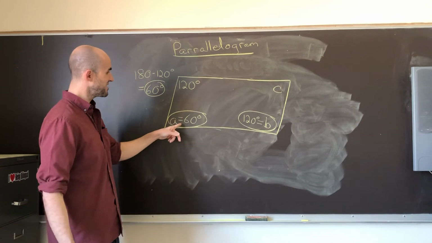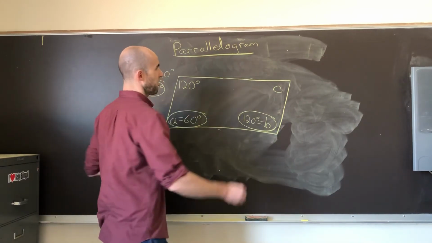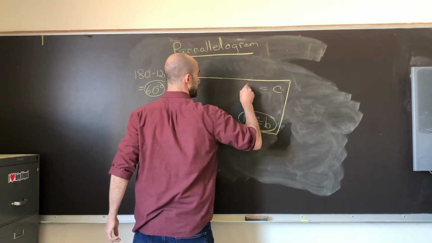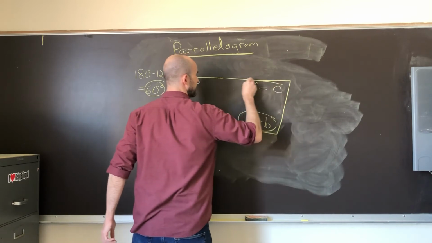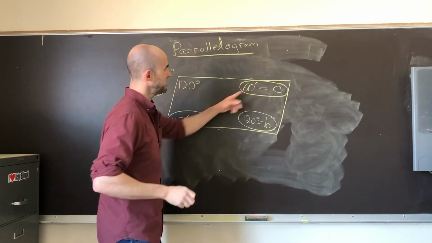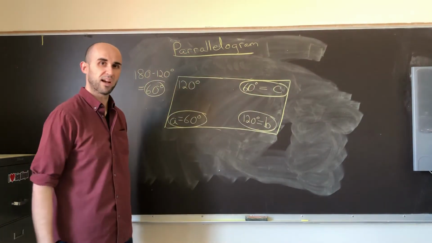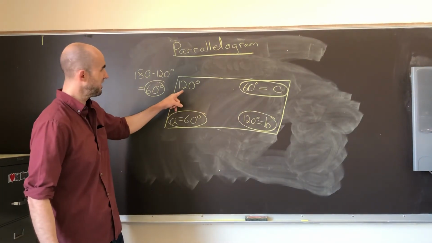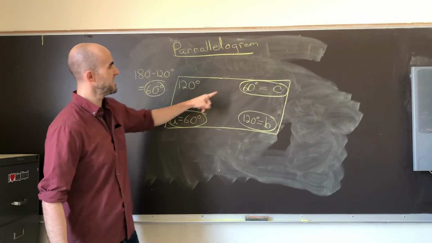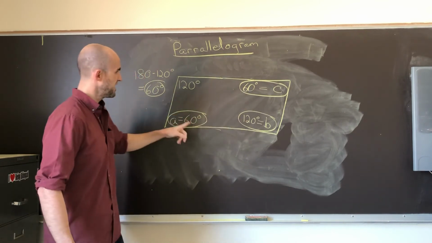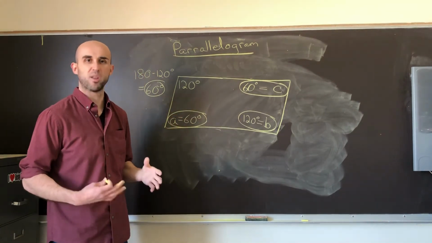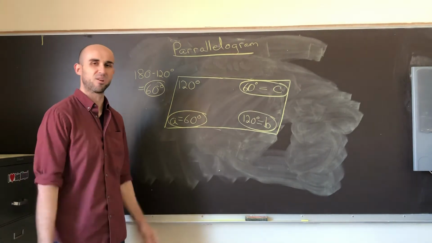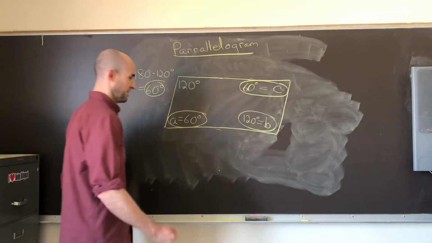Now, if this is 60, automatically we know that C is going to also be 60. Because again, whenever the angles are crossing each other, they're always congruent, guys. They will always be equal to each other. And if we checked everything, if we were to add up 120, 60, 120, 60, all four of those will add up to 360, which lets us know that everything we did was right, guys.